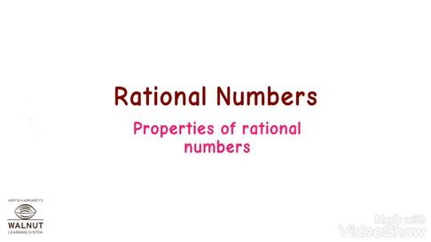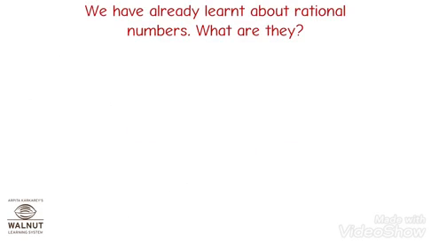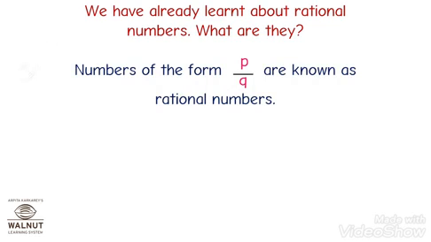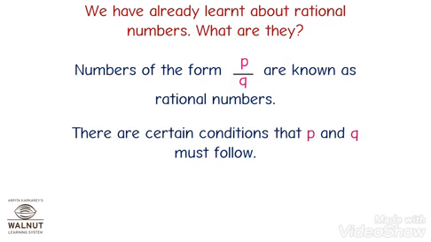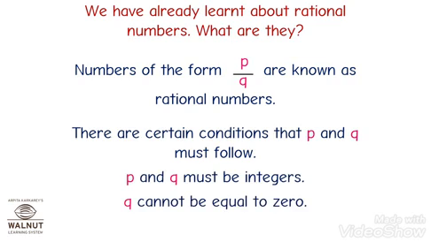Rational numbers. Properties of rational numbers. We have already learned about rational numbers. What are they? Numbers of the form p upon q are known as rational numbers. There are certain conditions that p and q must follow. P and q must be integers. Q cannot be equal to 0.